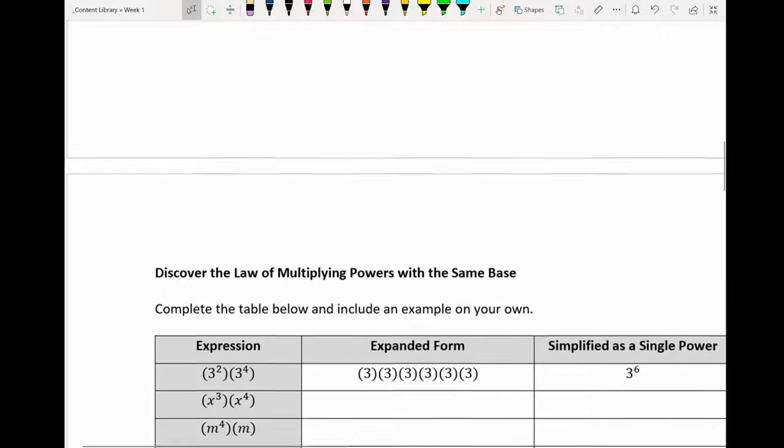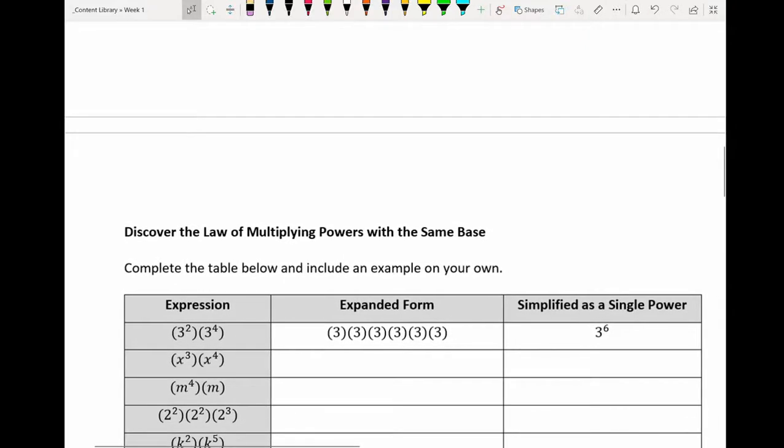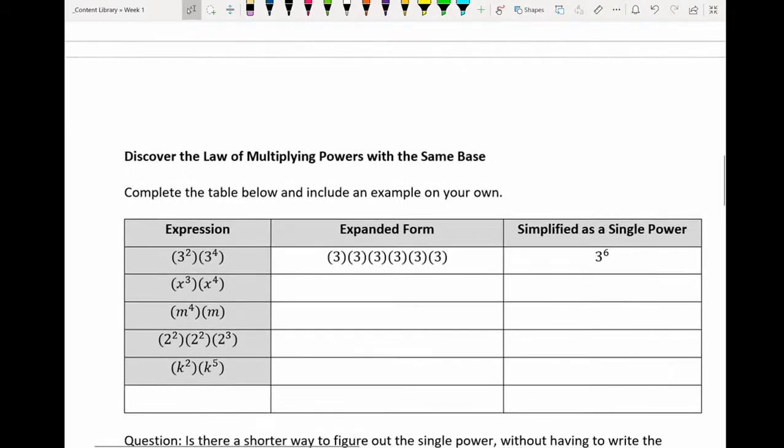So that's just a brief overview of powers. What we're going to do next is look at the law of multiplying powers with the same base. We want to complete the table below and include an example on our own. The first one's done for us.